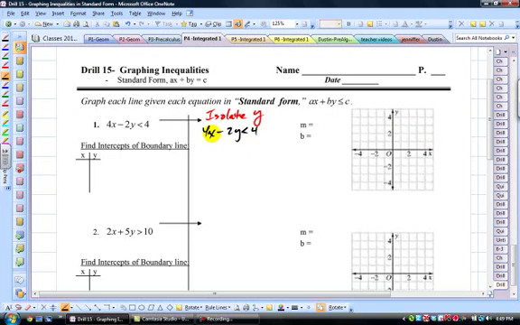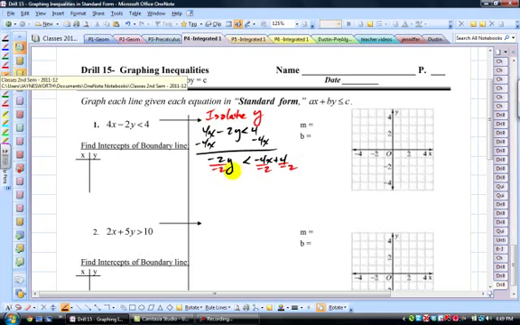All right, 4x is positive here, so I'm going to subtract 4x on both sides. I get negative 2y is less than negative 4x plus 4. I just added a negative 4x to both sides, or you can say subtract 4x on both sides. At this point I want to divide by negative 2 everywhere, all terms. When I divide by negative 2, I've got to remember to switch the inequality to greater than when you divide by a negative.